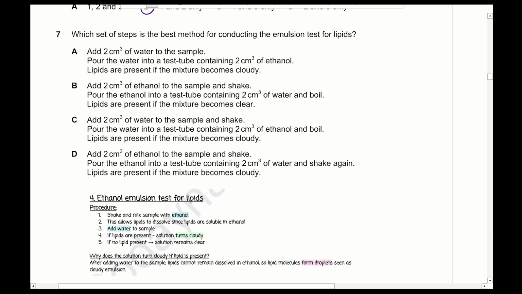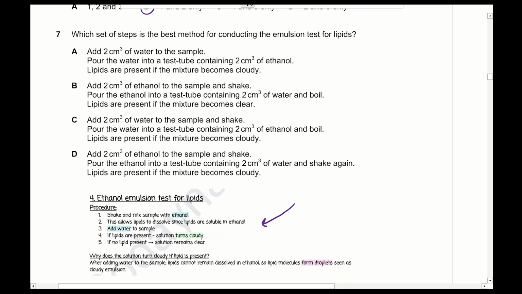Number 7. Which set of steps is the best method for conducting the emulsion test for lipids? So, this experiment is found at the free topic 2 notes, biological molecules, which are also found on our website. Now, the experiment is the ethanol emulsion test for lipids. The procedure is to shake and mix the sample with ethanol. Why do we do that? Because this allows lipids to dissolve, since lipids are soluble in ethanol.